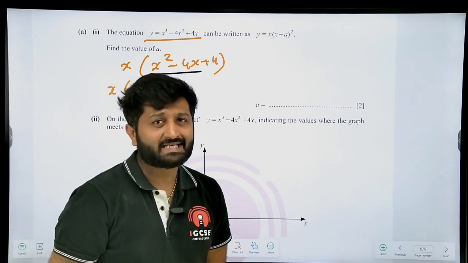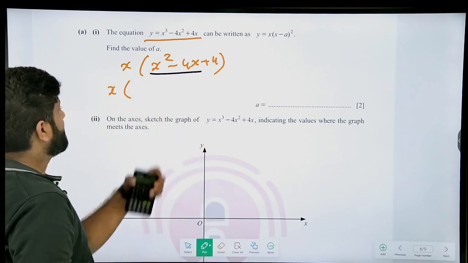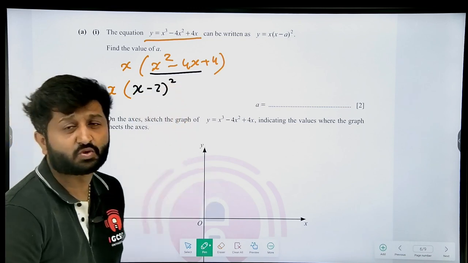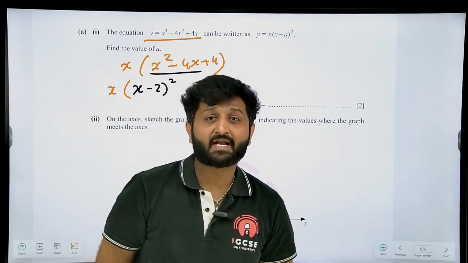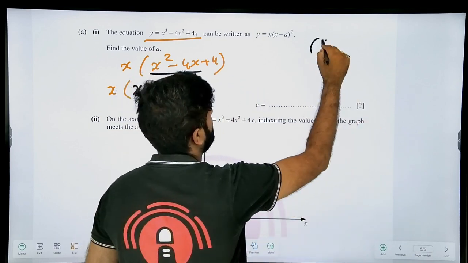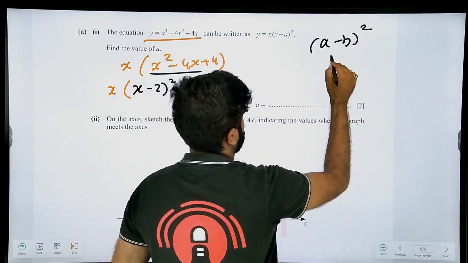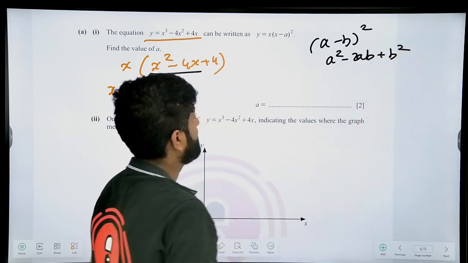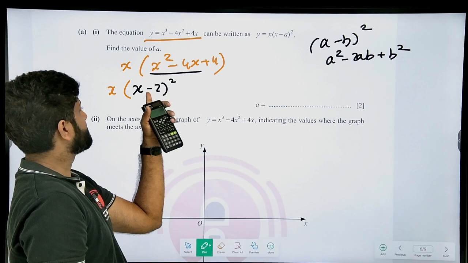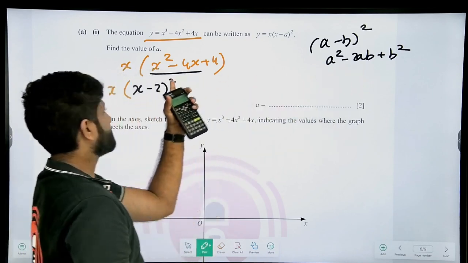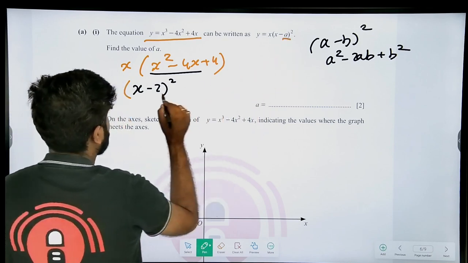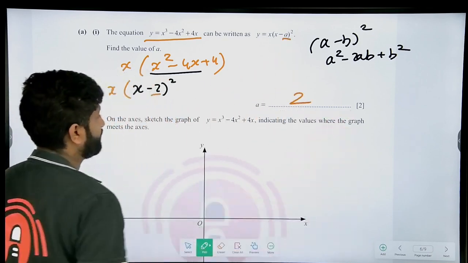But I can already see this is nothing but the square of x minus 2, because x minus 2 whole square is in the form of a minus b whole square, that is a square minus 2ab plus b square. So x square minus 2 times 2x, that is 4x, plus 2 square. Now guys, what is my a? The value of a is 2.